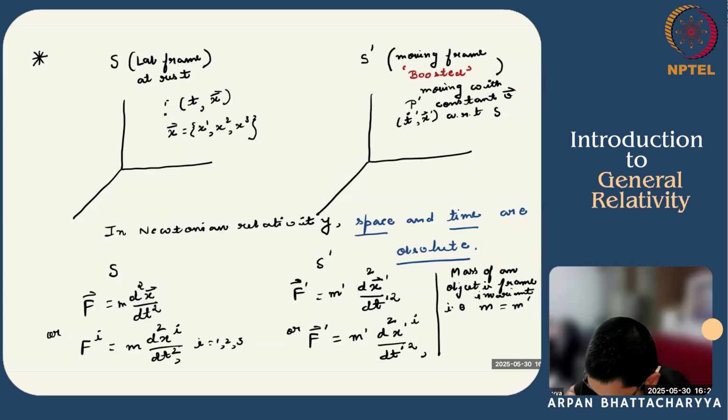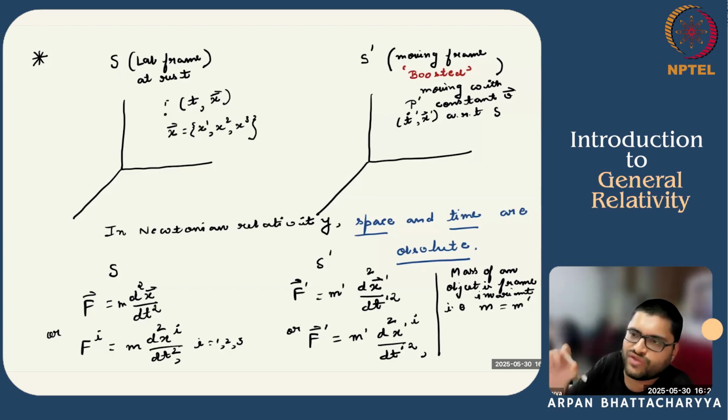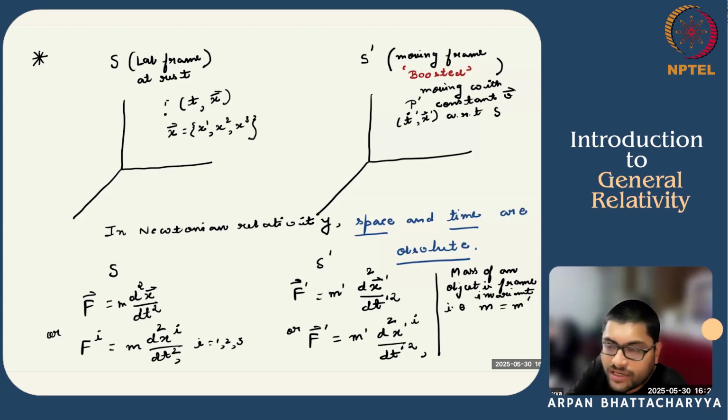So now in the context of Newtonian relativity, space and time are absolute, which means that if you measure an interval in space, it will remain the same in every inertial frame. And if you measure an interval in time, delta t, that will also remain the same in every inertial frame. For the moment, we are going to use the fact that time is absolute to derive the most general transformation law, which relates these coordinates t, x in S with the coordinates in S prime.